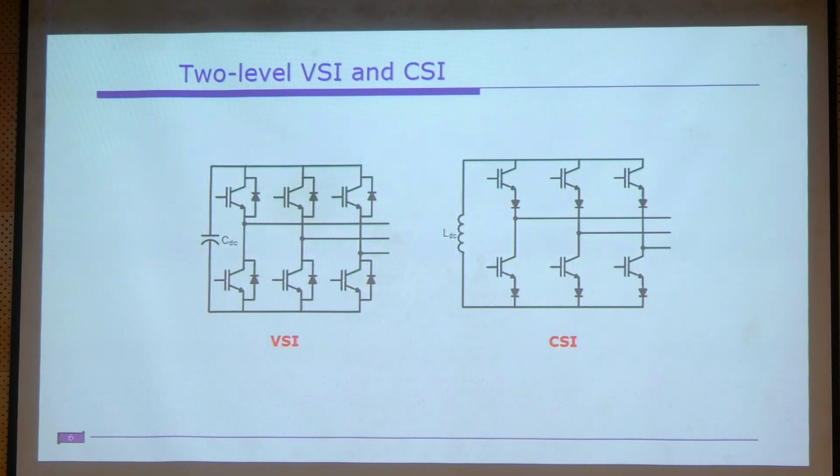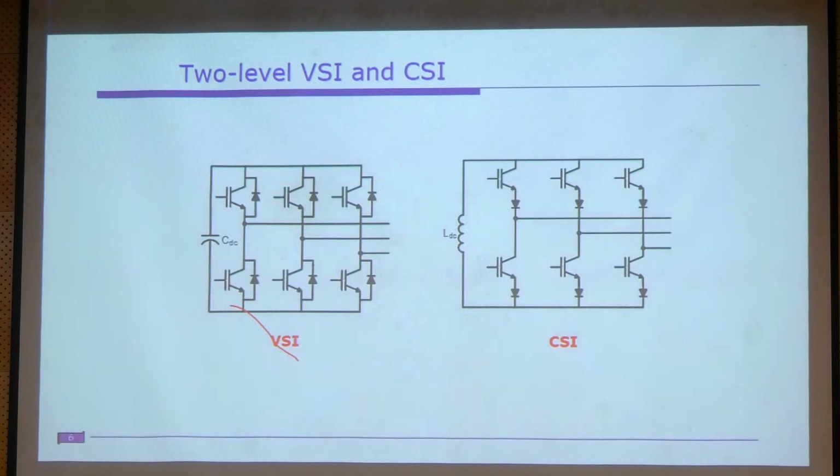That's why nowadays, in almost all applications, we move to the voltage source inverter, whether it is a renewable energy source, a motor drive, or a D-STATCOM or anything. Most of the time, we use this two-level inverter. Why it is known as a two-level inverter, the idea is simple.